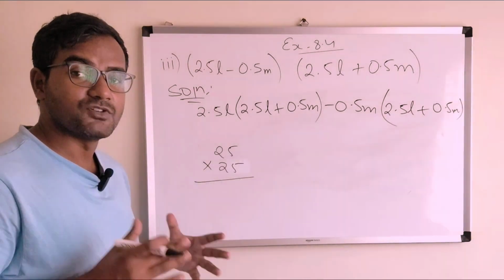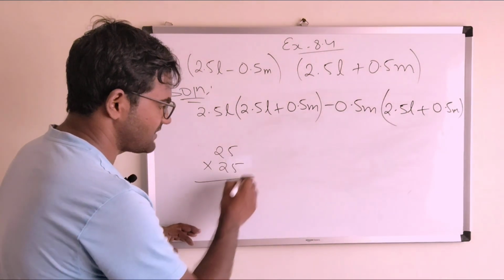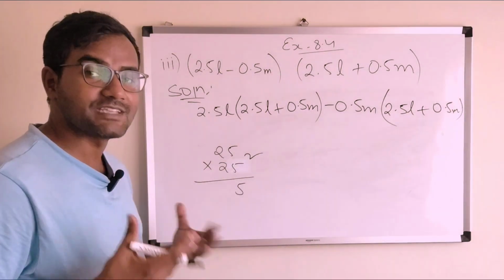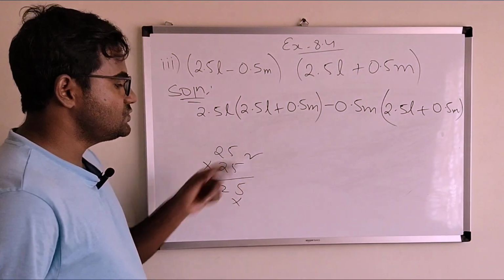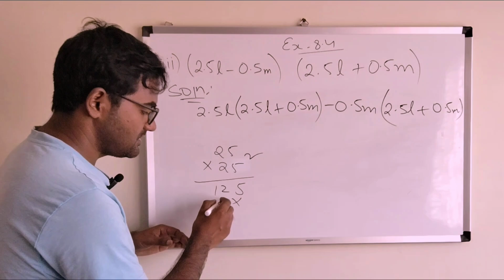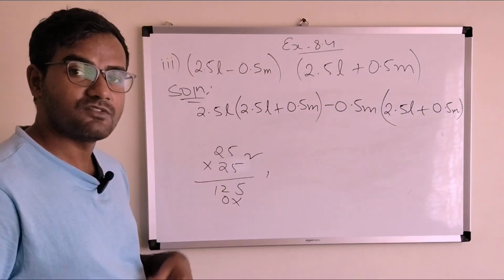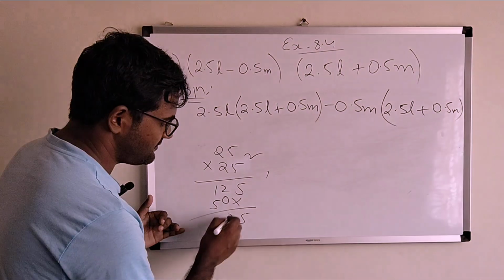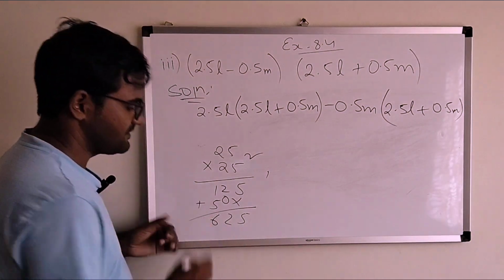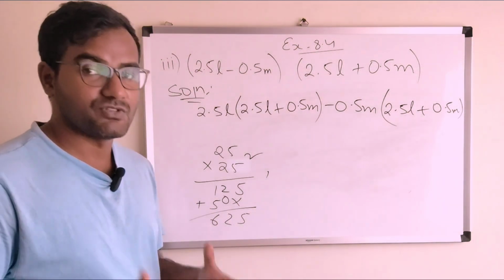So multiply this 25 into 25. 5 into 5 is what? 5 into 5 is 25, right? So 5 here, 2 in hand. 5 into 2 is what? 10. 10 plus 2 is 12. Yes. Then 2 into 5 is what? 10, right? 10. 1 in hand. 2 into 2 is what? 4. Plus 1, 5. Yes, correct. So we get here 5, 2, 6. All right, when you add this, you get 625.